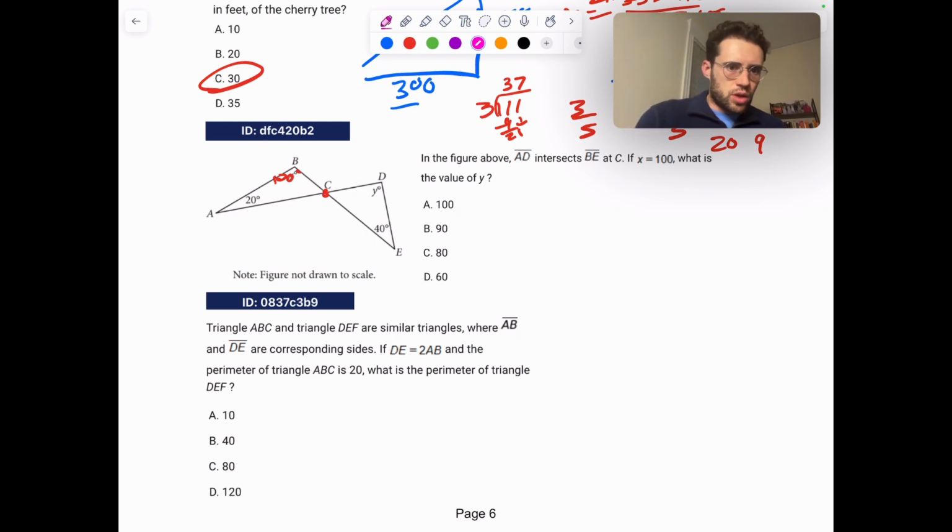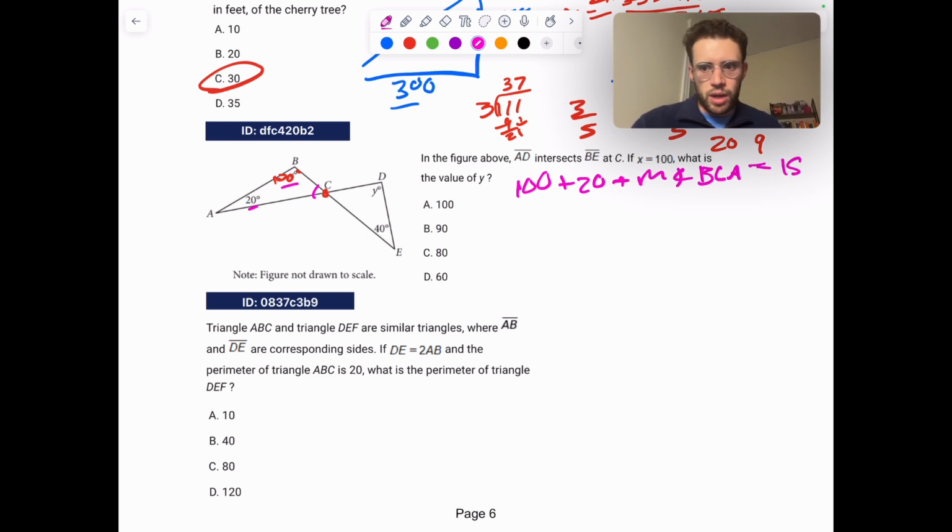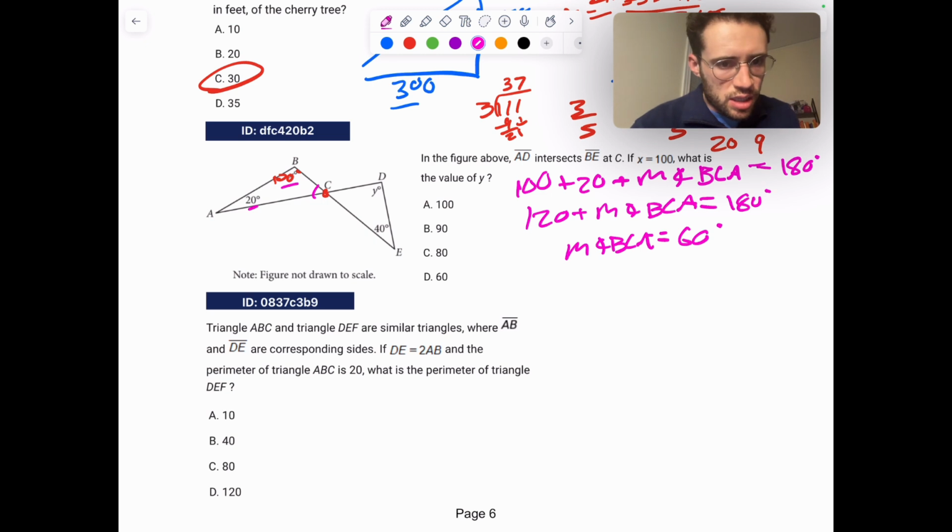Well, we can use the fact that we know 20 and 100 here, angle A and angle B, to find this angle, angle BCA. So 100 plus 20 plus the measure of angle BCA, you could also call it ACB, would equal 180, because they're a triangle, all the angles add up to 180. So 120 plus what makes 180? Well, that would mean that the measure of angle BCA is 60 degrees, right? You could also think of it as subtracting 120 from both sides. But this here is 60 degrees.